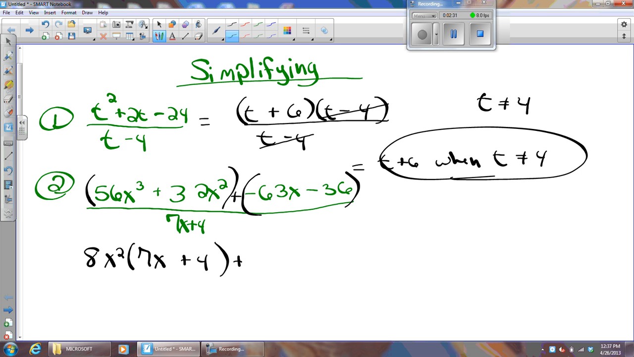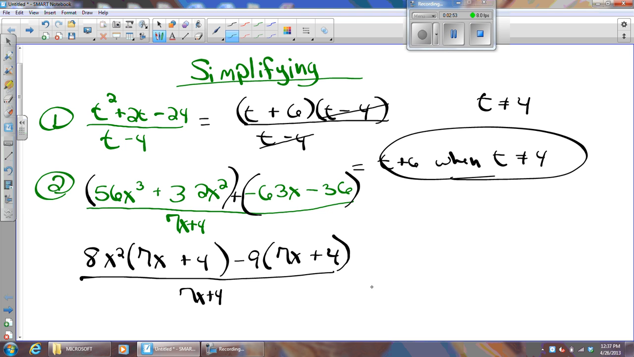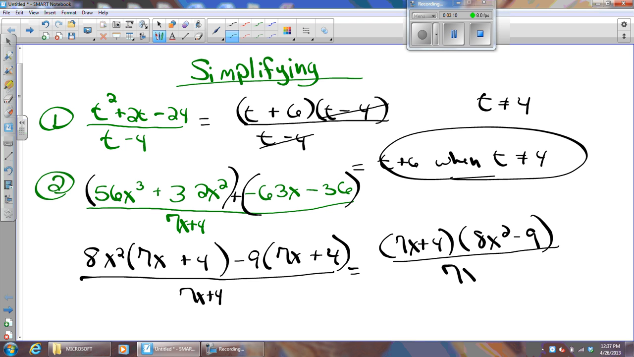Okay, now here, I think I'm going to pull out a negative. And I'm thinking 9. So I'm going to pull out a 9, and that's going to give me a negative 9 times a 7x plus a 4. And there we go. That's all over 7x plus 4. I'm not ready to cancel yet. I'm going to go ahead and do the last step of the grouping. And so I'll get 7x plus 4 times 8x squared minus 9, and that'll all be over 7x plus 4.